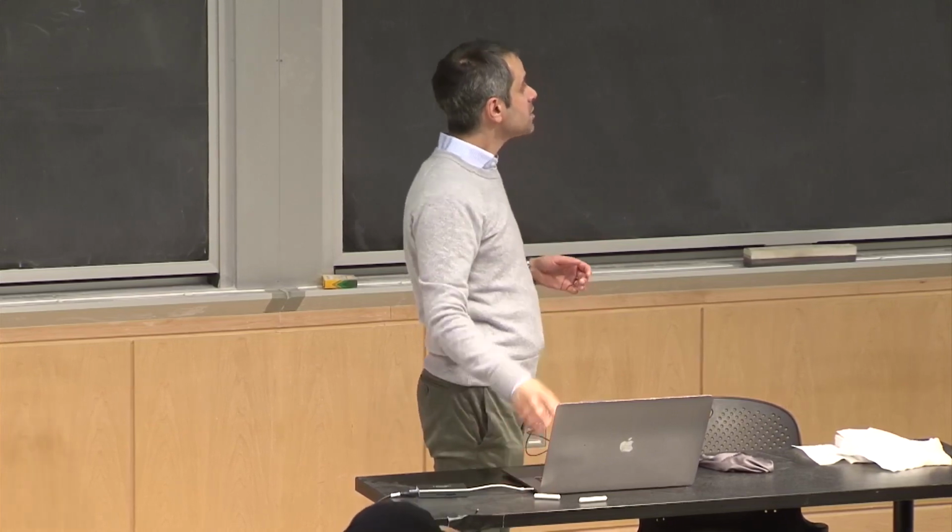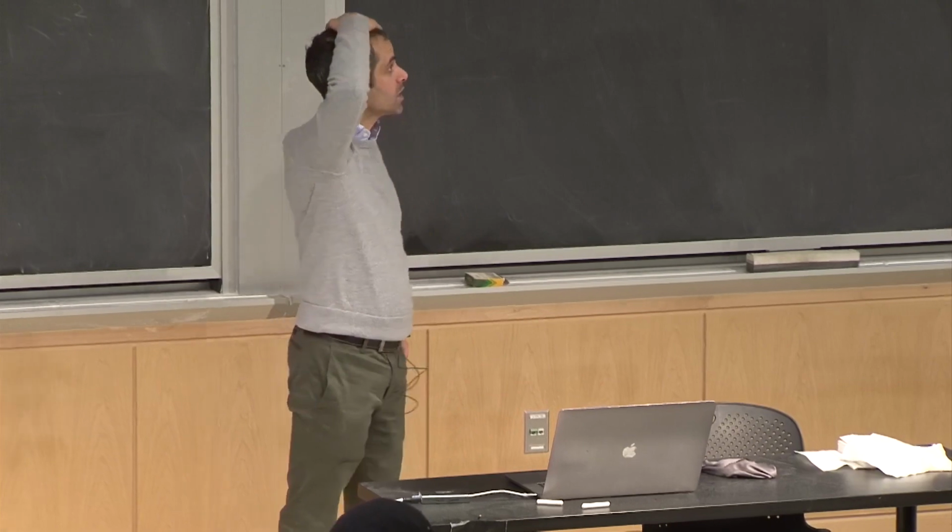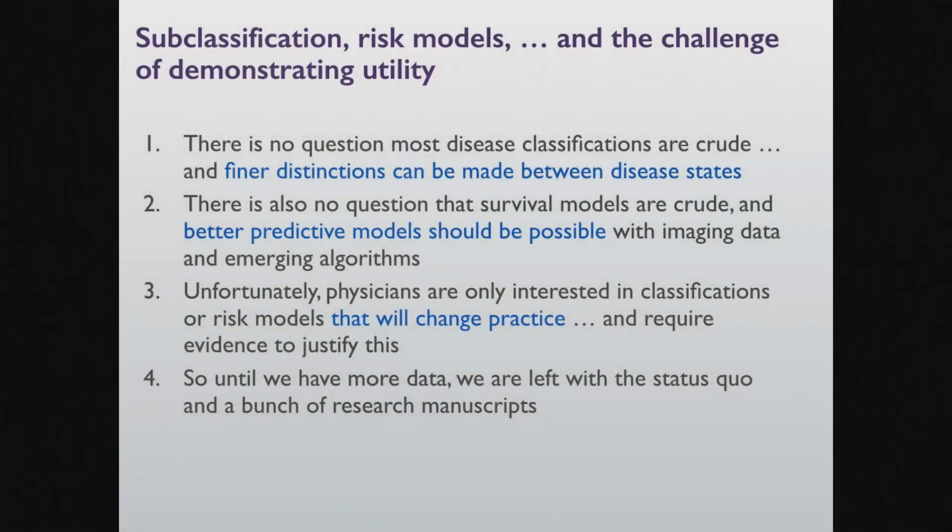And so this is an area I think that's hard. This is where I started a little bit, around this idea of disease subclassification and risk models. That's more sophisticated than anything we're doing. I think we're pretty crude at this kind of stuff. But one of the challenges is people just aren't interested in new categories or new risk models if they don't have some way that they can change practice.